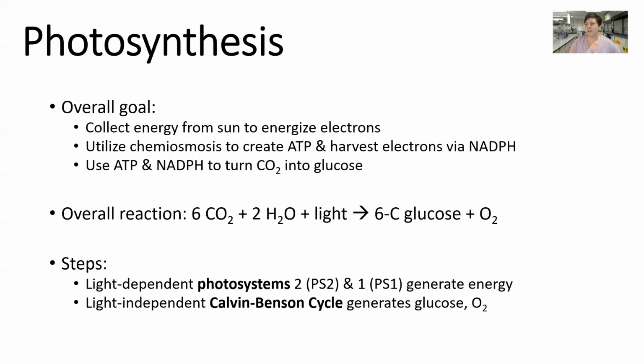So the overall reaction, like I mentioned, is the opposite of cellular respiration. We use 6 carbon dioxides, 2 molecules of water, as well as some light. And our products are going to be a 6-carbon organic molecule and oxygen.